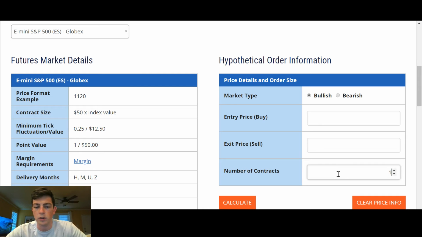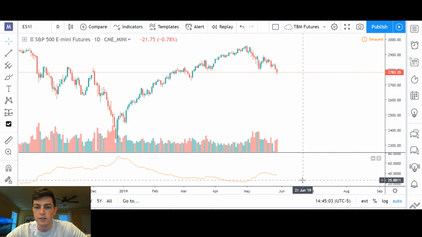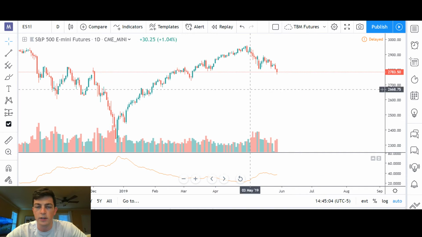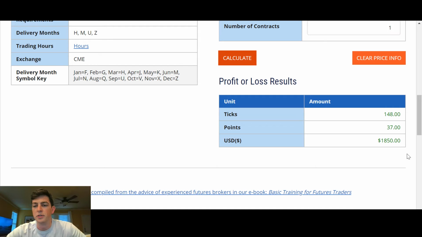Yes, one contract just to keep it the same. We set 37, right? 36. Yeah, 37. So we're going to buy at 1 and sell at 38, because that's a 37-point move. And this puts us at 1850.